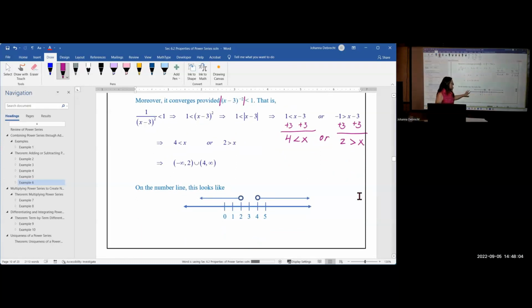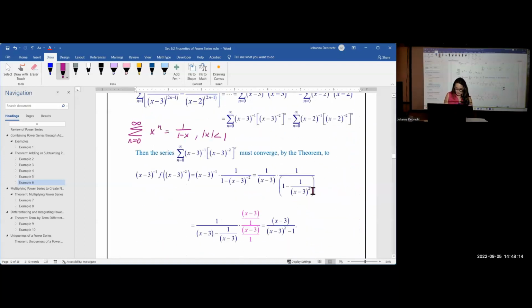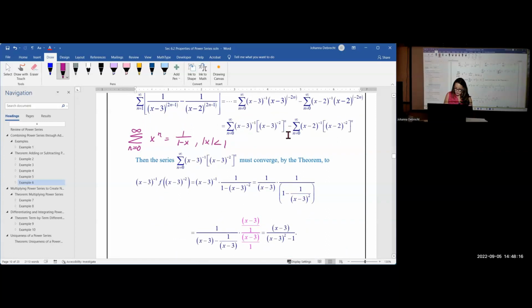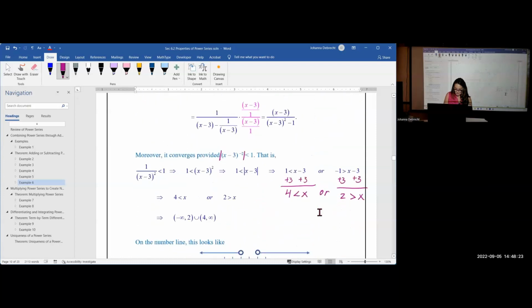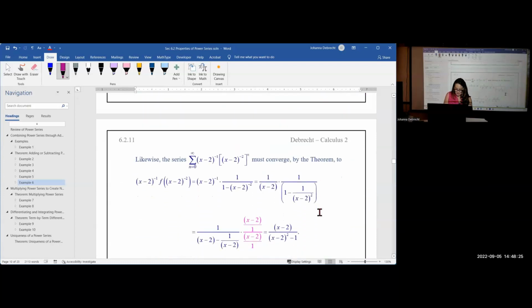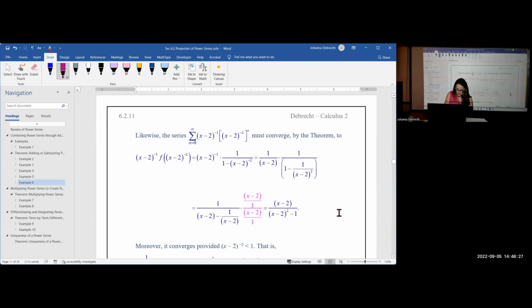And this is what it looks like on the number line. So from open 2 to the left, open 4 to the right. Now we have to repeat this entire process on the other power series part, which is this one right here. So we repeat all the steps that we did right there, and it essentially follows the same path.